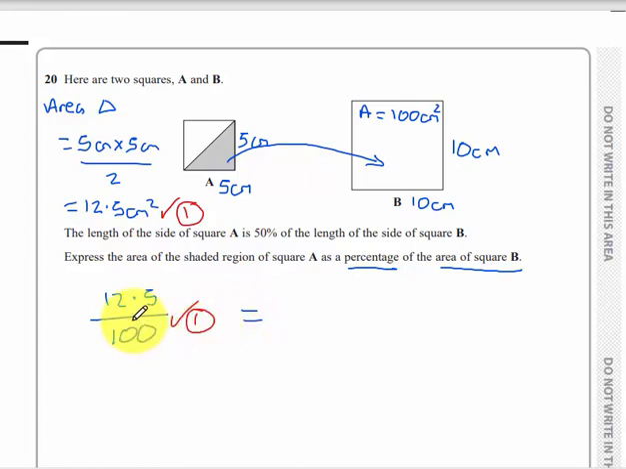And because I made the big square have an area of 100, this is already easy to convert to a percentage. If you had a different number on the numerator of your fraction, you'd have to do a bit of work to get it out of 100. But 12.5 out of 100 is 12.5%. And that is my third mark.